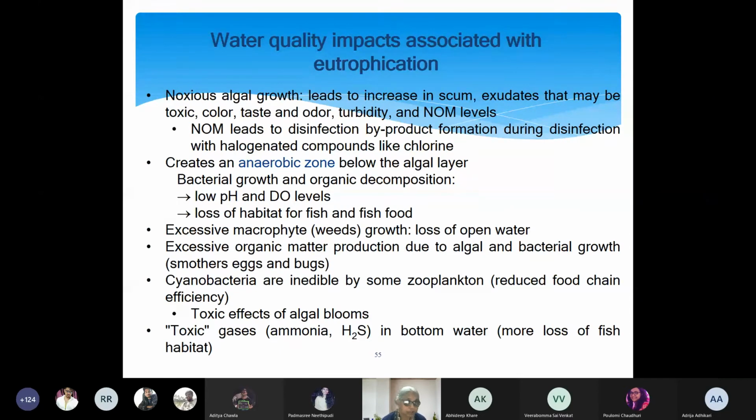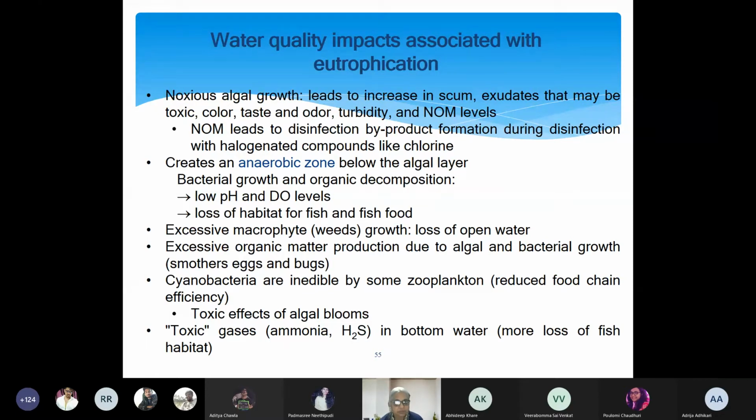So what are the water quality impacts that are associated with eutrophication? The first is noxious algal growth. So like I said, eutrophication itself means noxious algal growth. And this leads to an increase in that green layer. That green layer is what we call scum.